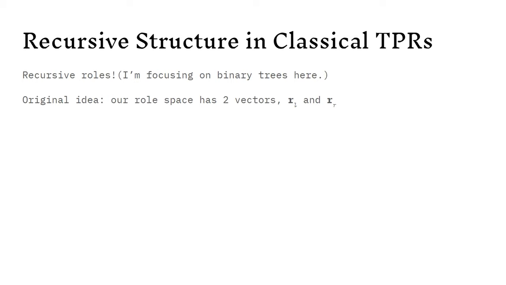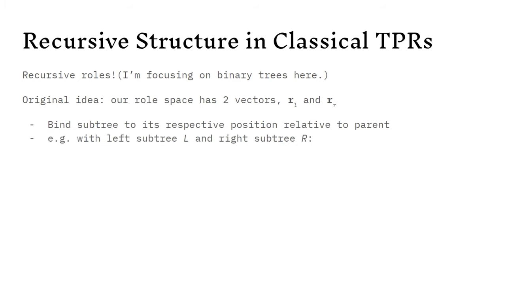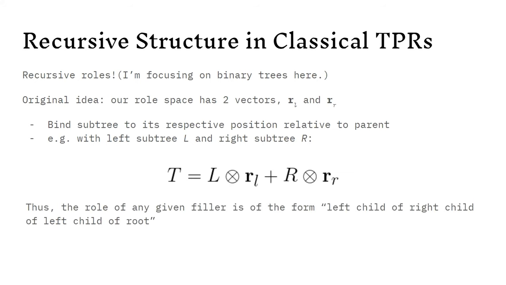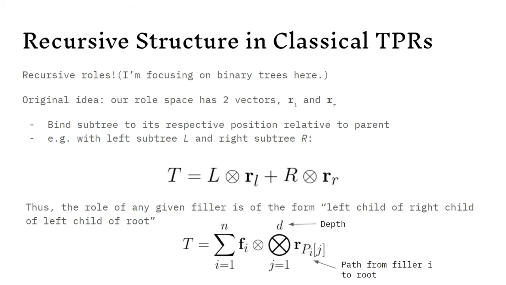So the original TPR idea, our role space has two vectors, RL and RR. And you bind a subtree to its respective position relative to the parent. So if you had the left subtree L and right subtree R as TPRs, the TPR would be formed by just taking the tensor product of L with RL and R with RR. Thus, any role of any given filler is of the form, say, left child of right child of root, this kind of relative recursive role scheme. And we'll be keeping the relative and to some extent the recursion, but not the recursive tensor product aspect of this. So as you see here, we have a tensor product, a big O times.